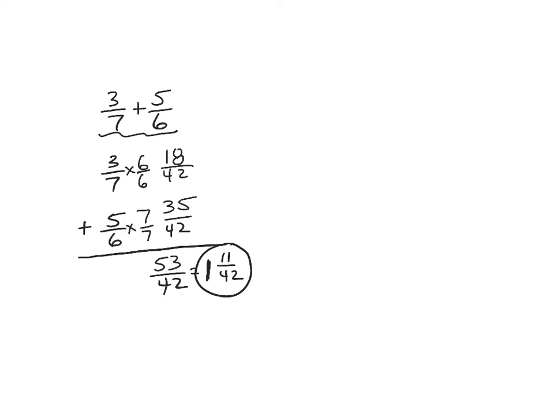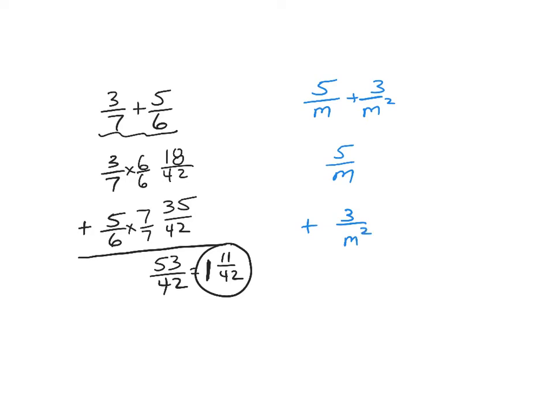It works exactly the same way if I have variables. So if I have 5 over m plus 3 over m squared, this time I'm adding again, but I need a common denominator. So I'm going to rewrite these again. I'm going to write them up and down again. I think it makes it easier. I have 5 over m plus 3 over m squared.